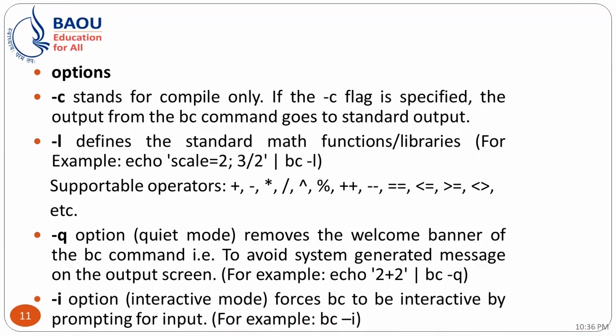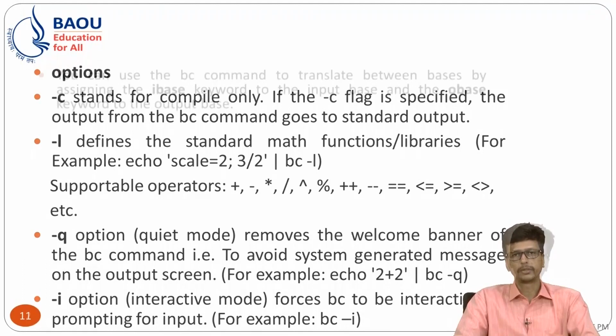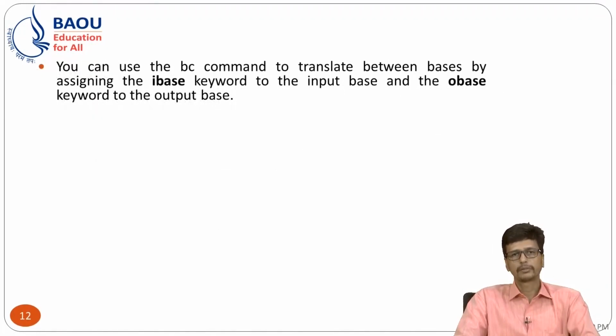Next option, that is the -i option, that is the interactive option. Now if you are using this option, the bc command directly prompts for input to the user. Now the next important thing, two arguments, ibase and obase. Now you are already aware that there are 4 number systems: binary, decimal, octal and hexadecimal. Suppose you want to convert some number or change the data from one number system to another number system. In that case, these 2 arguments can be used: ibase, that is input base, and obase, that is output base.